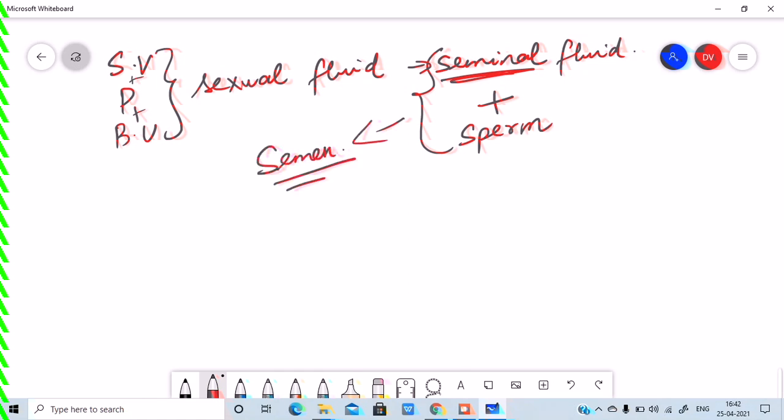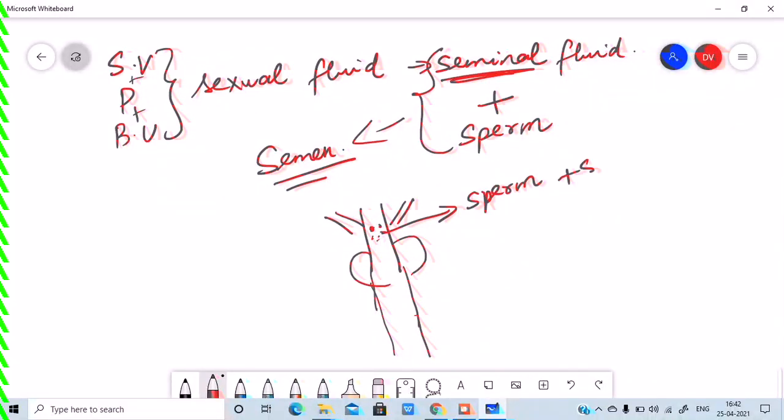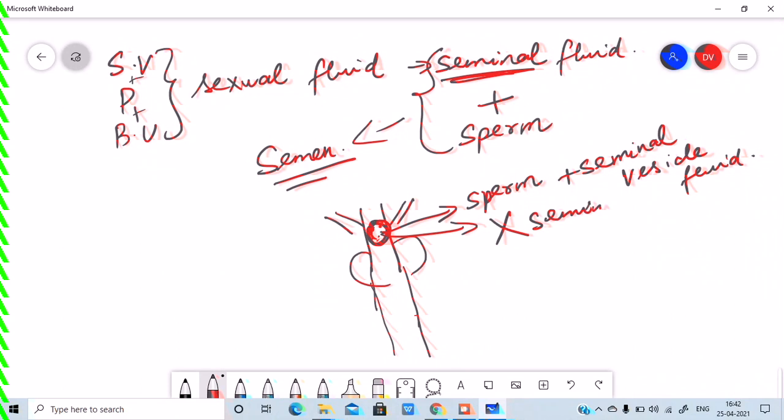Alright guys, I told you that the ejaculatory duct enters the membranous urethra, and further it has the prostatic urethra, the penile urethra, and so on. Now the ejaculatory duct, which is giving out, is just rich with sperm and seminal vesicle fluid, not seminal fluid, right? So you cannot call this semen. You can call it semen only when seminal fluid, that is, all the three fluids, and sperm are there together. If not, you should not call it semen.